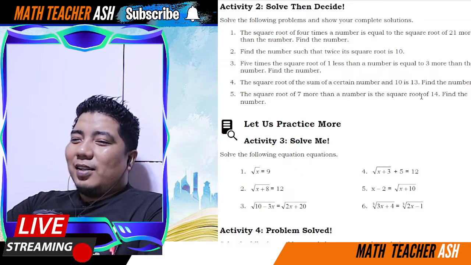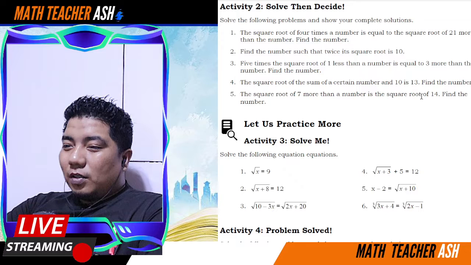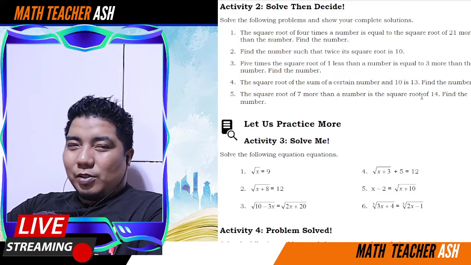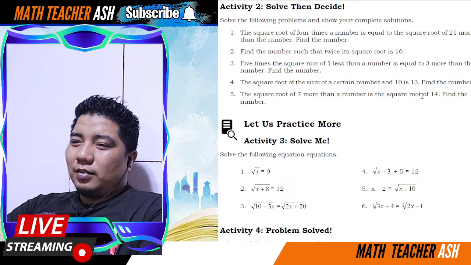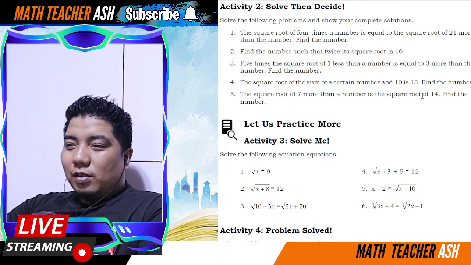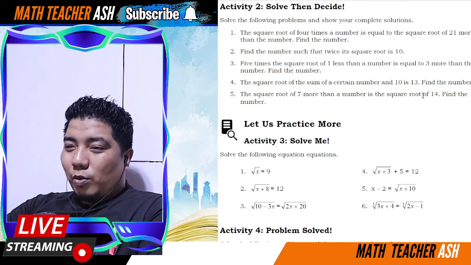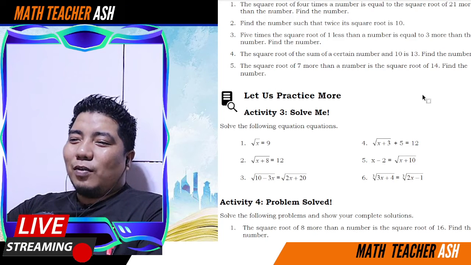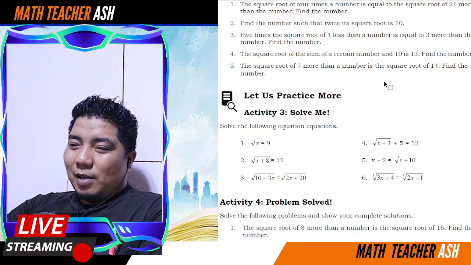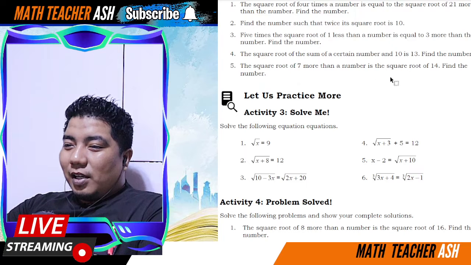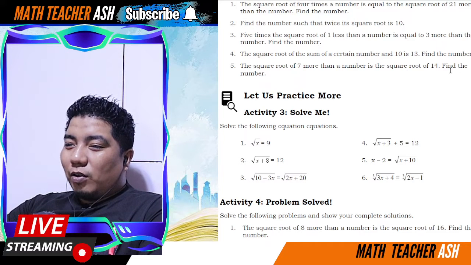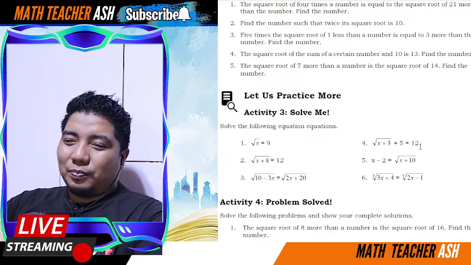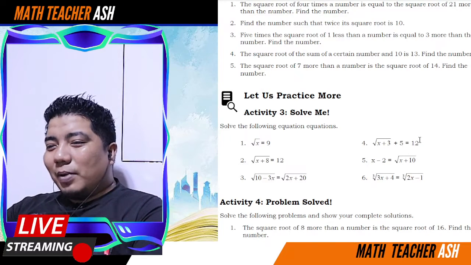Number 4, the square root of the sum of a certain number and 10, so that is x plus 10, is equal to 13. So, don't forget the square root at first. Solve. Next, number 5. The square root of 7 more than a number, same as the first, is equal to the square root of 14. So this one has no square root, and this one has the square root of 14. Then solve. Okay? This is easy, my dear math learners.